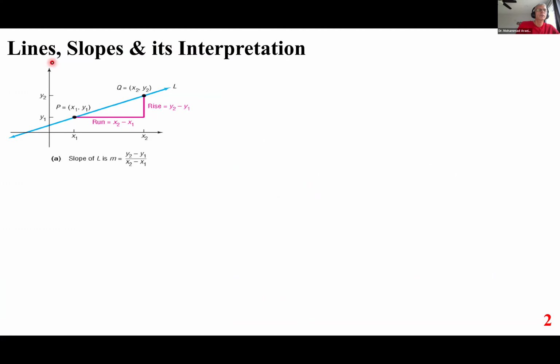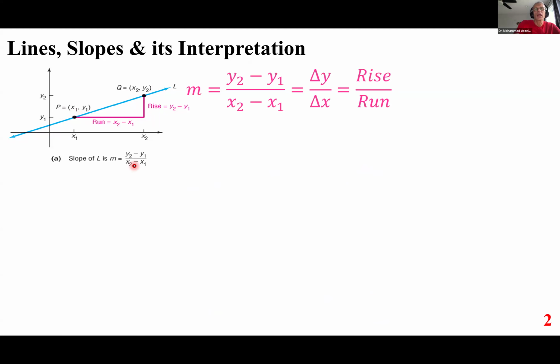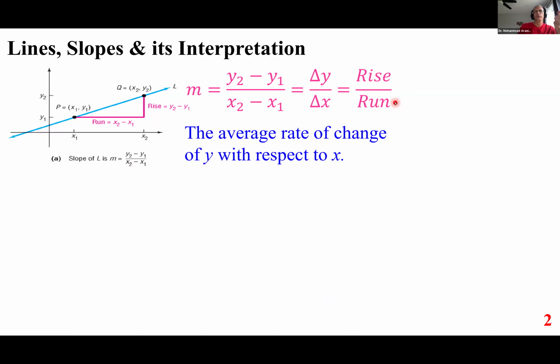Okay, let's remind everybody about lines, slopes, and the interpretation of the slope. By definition, if you have a line, you pick two points, rise y sub 2 minus y sub 1 over run x sub 2 minus x sub 1 is called the slope. Delta y over delta x, change in y with change in x, rise over run, and that's the average rate of change of y with respect to x. So I'm reminding you of that.